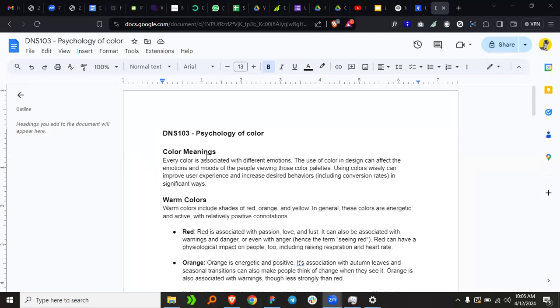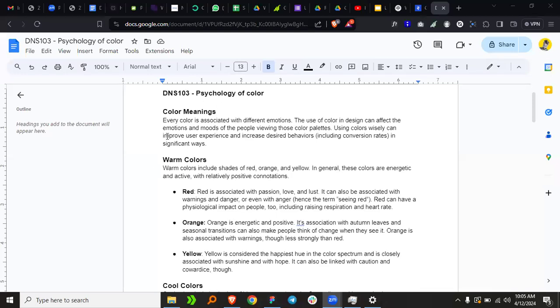Okay, so psychology of color. They said every color is associated with different emotions. So basically, what psychology of color is all about is helping designers make better decisions with choosing colors in their product. Because colors go a long way, right? If you use your colors right, you end up with a very good design. And if you make a mistake with your color usage, it can actually ruin the whole design.